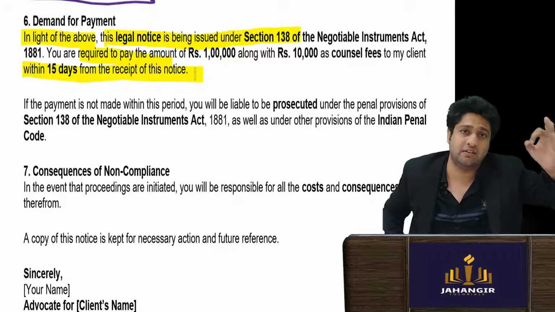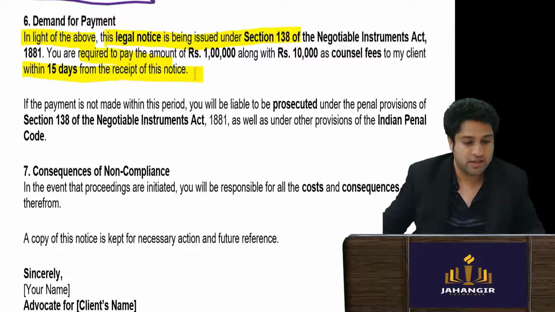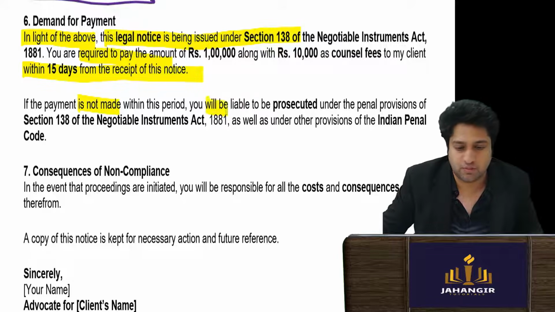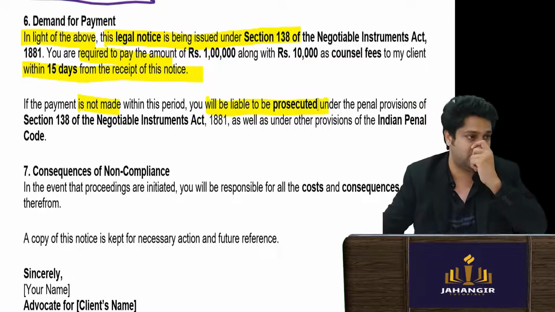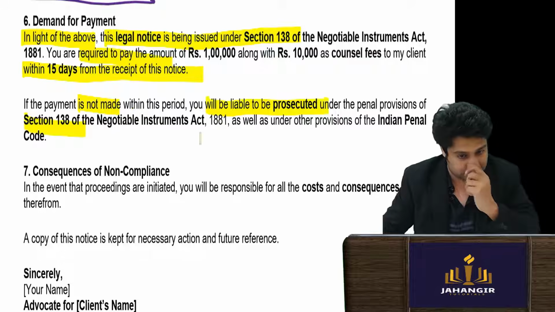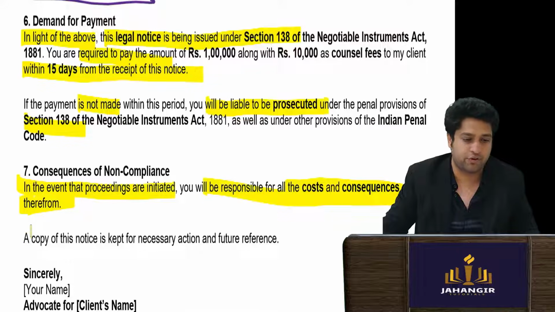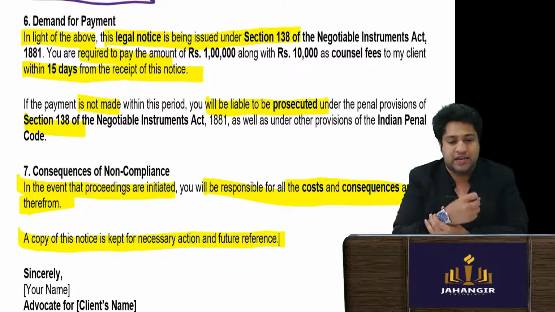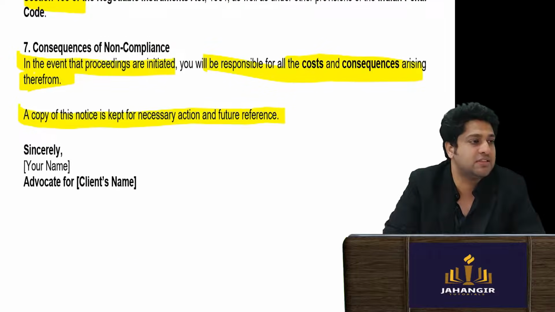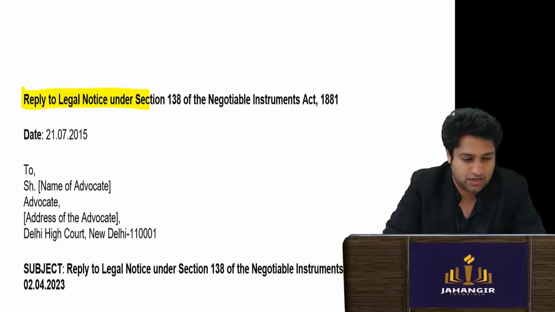Law has given that within 1 month the notice has to go, and in that you have to say within 15 days to pay you. If the payment is not made, you will be prosecuted. So within how much time do you have to go? 6 months, you have to file a case in the court also. In the event that these proceedings are initiated, you will be responsible for all the cost and consequences therefrom. A copy of this notice has been kept for necessary action and future notice. Yours sincerely, your name and your advocate's name.